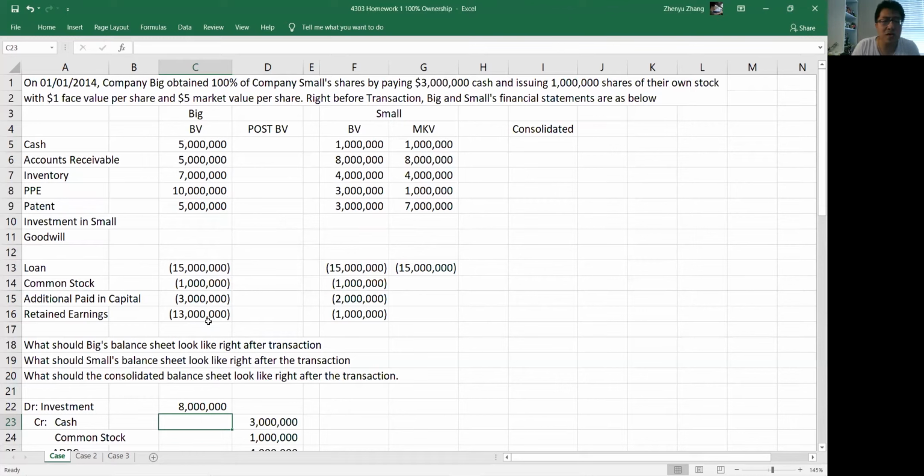Second question, what should Small's balance sheet look like right after the transaction? Again, what happened to Small? Did Small get anything? Somebody might say that, okay, it seems Small received the cash and got the shares of Big. Think about it. I'll ask you this one more time.